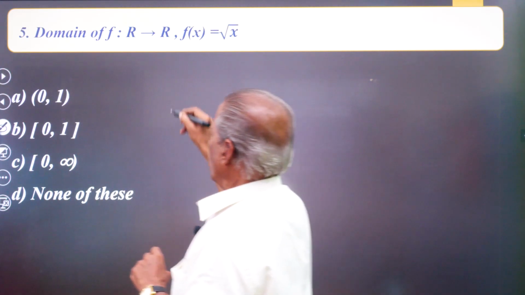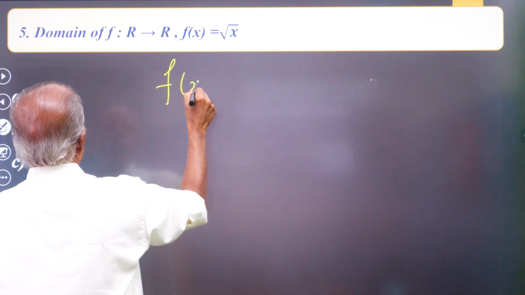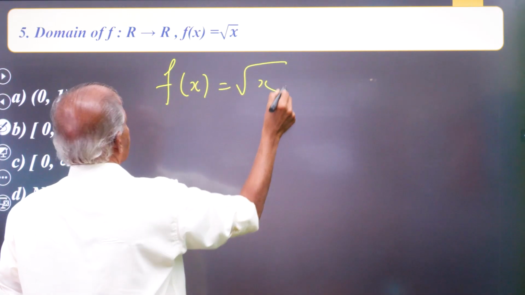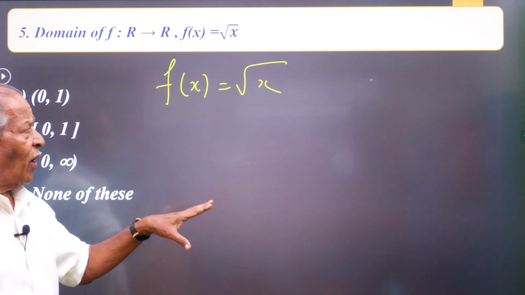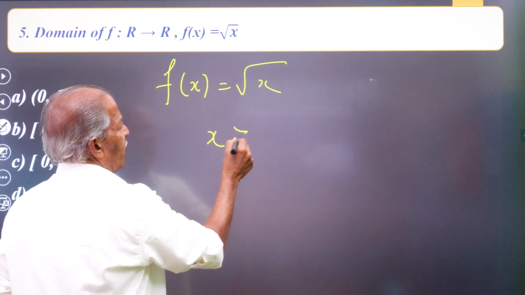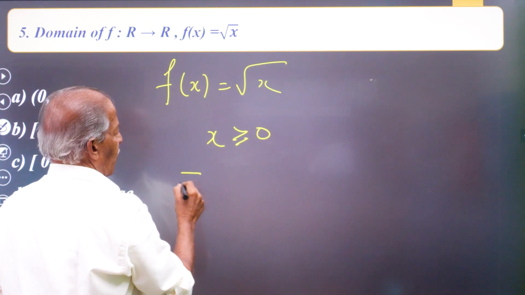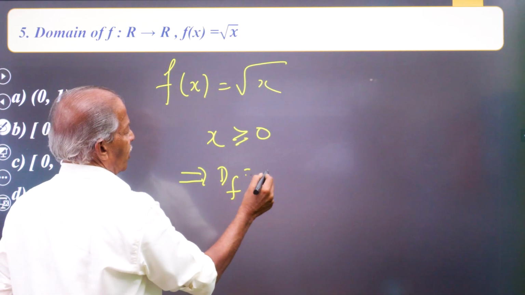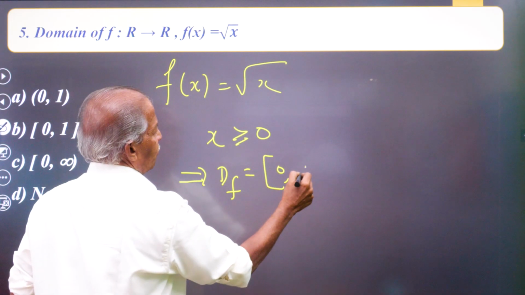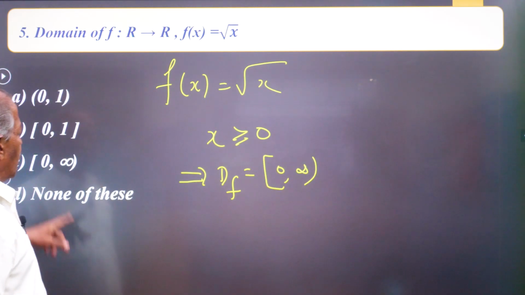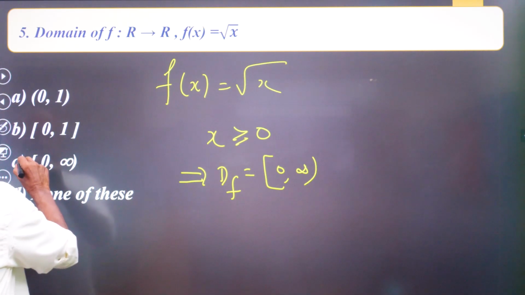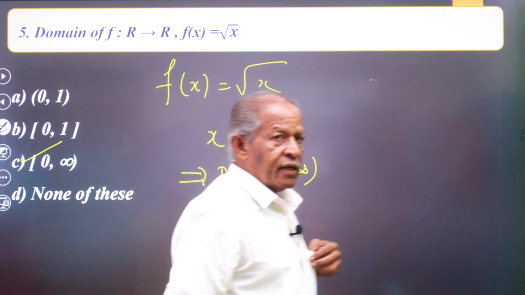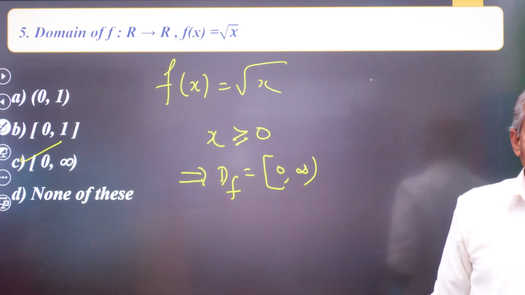The fifth problem, domain of the function root x. f of x is given by root x. What are the values given by root x? Negative should not be allowed. Only positive. Therefore, x should be greater than or equal to 0. This implies the domain of the function equal to the closed interval 0 to infinity. Look here, the answer equal to C. A, B, D should not be allowed. The correct answer equal to C.